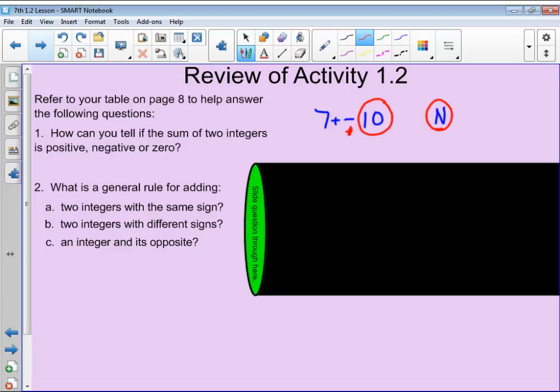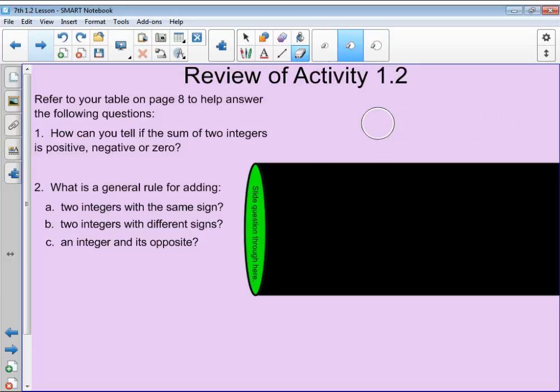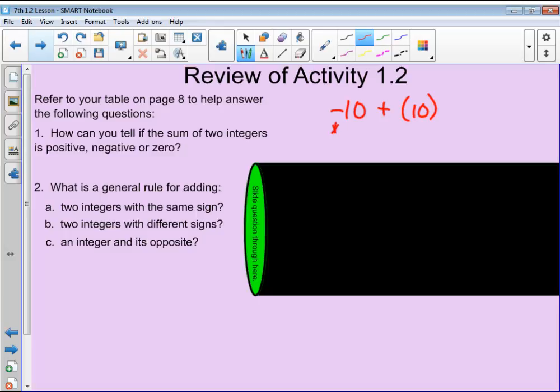For 0, an example we did together yesterday was number 13, and the numbers that were there were negative 10 plus 10. So negative 10 plus 10. In this case, we had a negative and a positive. Sorry, there's no symbol in front of this, but that means that this 10 is a positive. They both were the same digit.